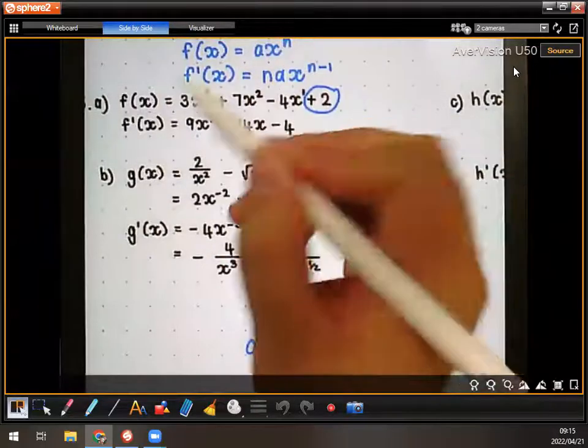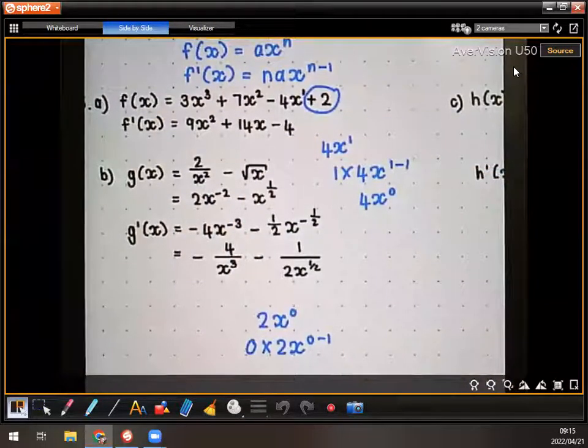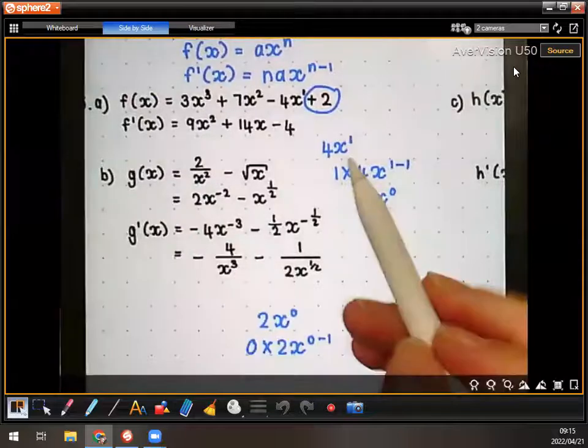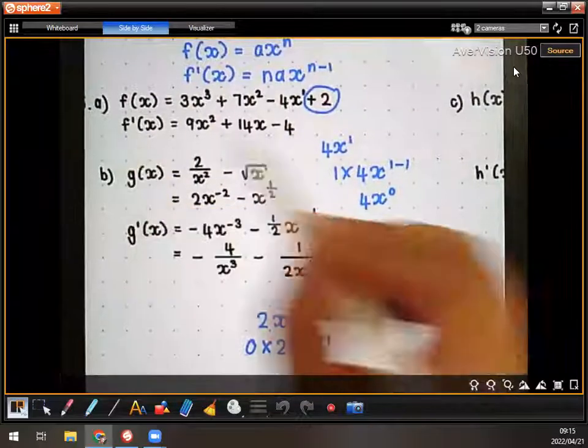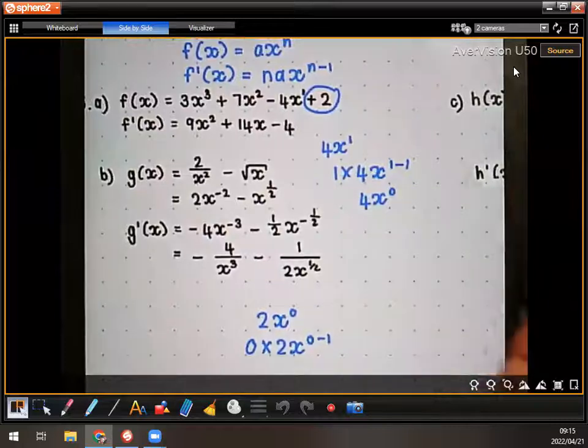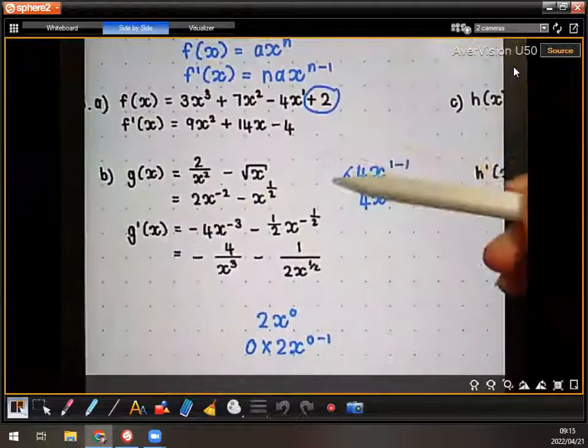Or if they ask if f of x was just a constant term, if it was just 2, you would just say the derivative is 0. So guys, in this case for the exam, this is all you need to show, just this line. If you are applying the rule step by step, you can write that, but you don't have to.